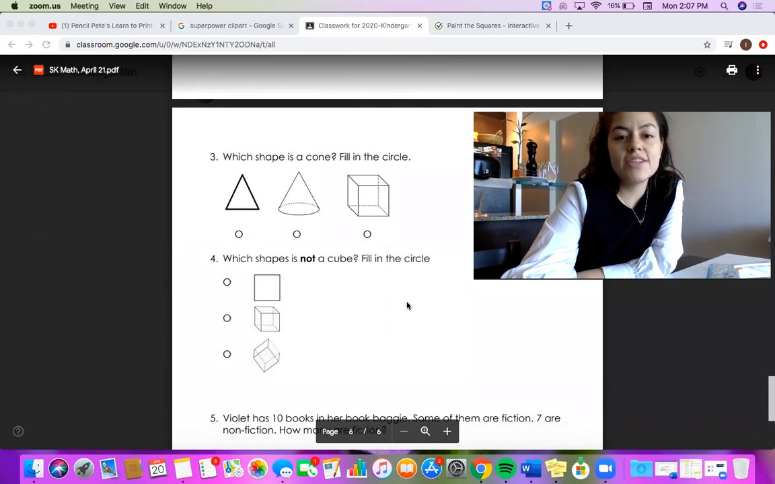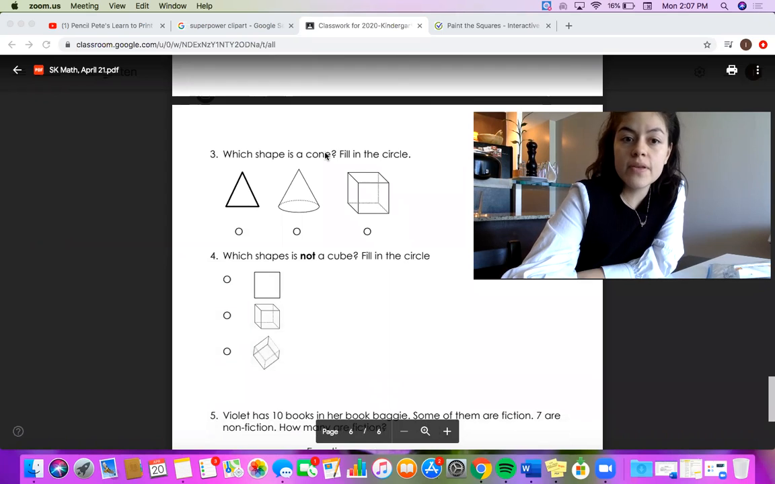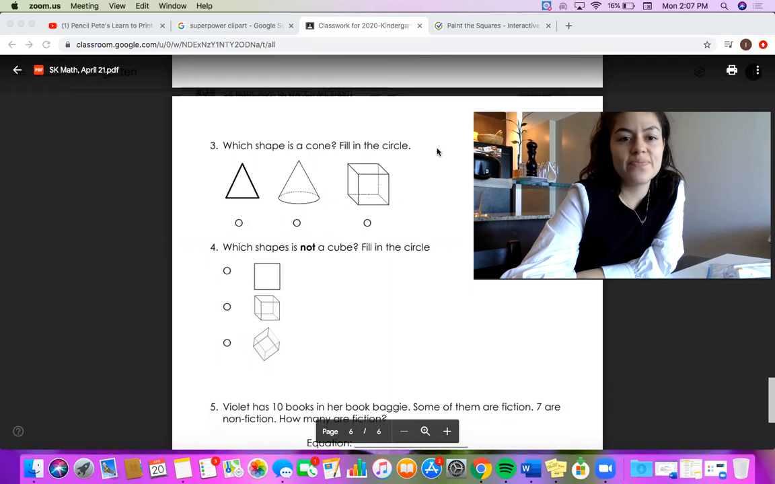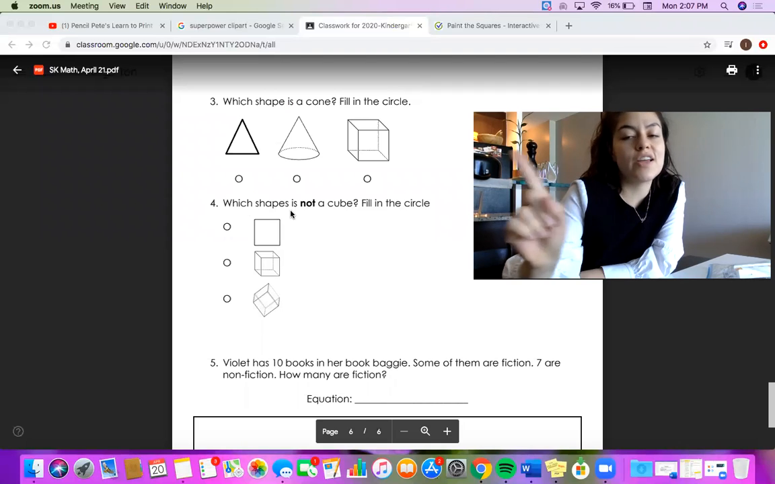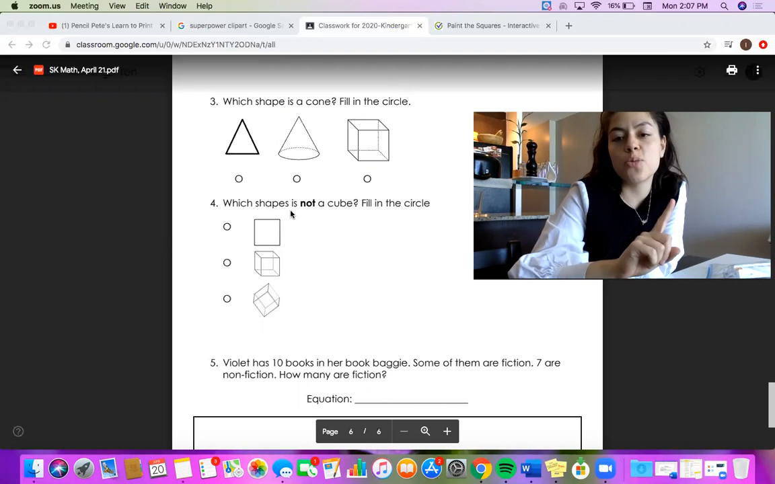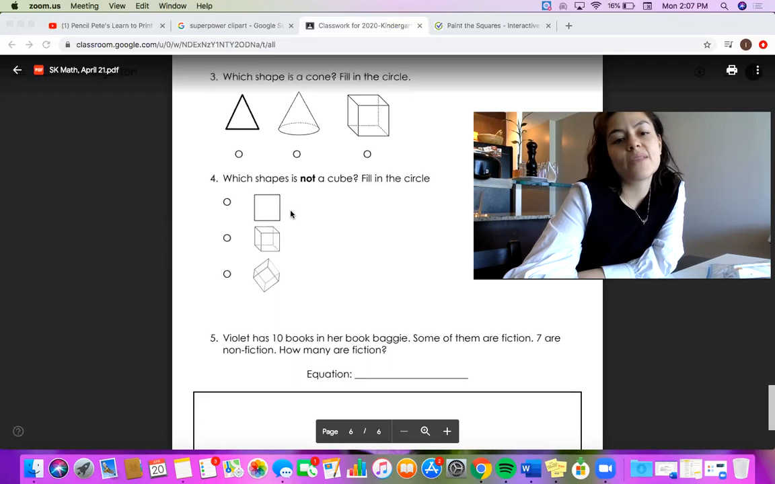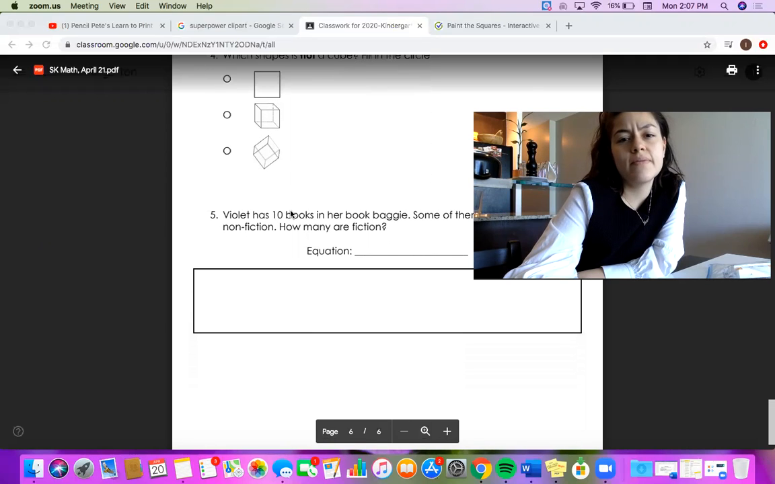On the next page, a little bit of geometry review. Which shape is a cone? Circle the right one. And number 4, which of these shapes is not a cube? Circle the right one. And finally, your last problem is a subtraction or addition word problem.